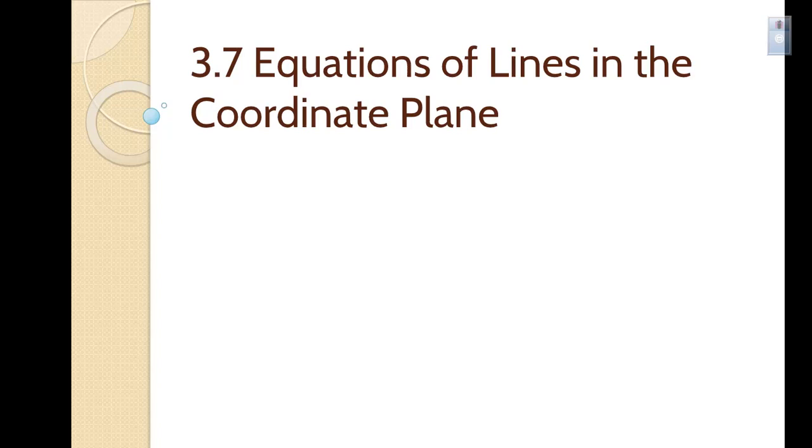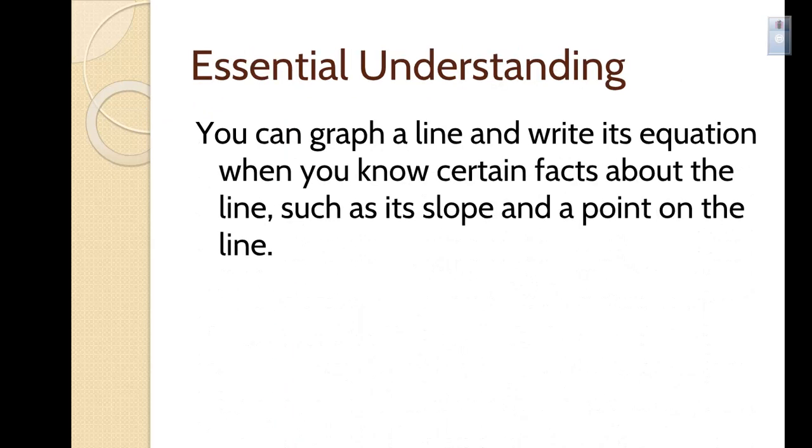Now let's look at lesson 3.7, equations of lines in the coordinate plane. We can graph a line and write its equation when we know certain facts about the line, such as its slope and a point on the line. So in all of these problems we're looking at today, there's one main common characteristic, and that's that they all have a slope of some sort.